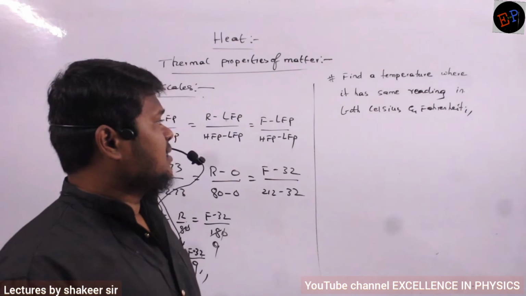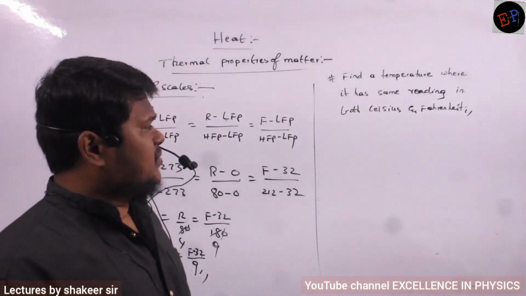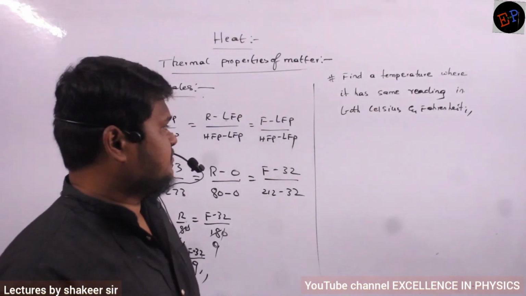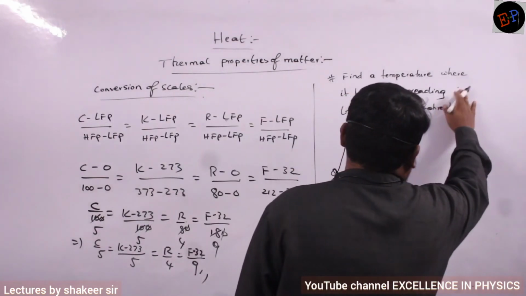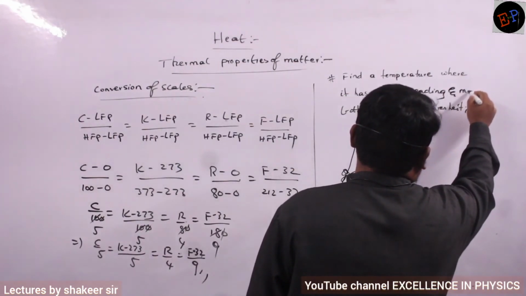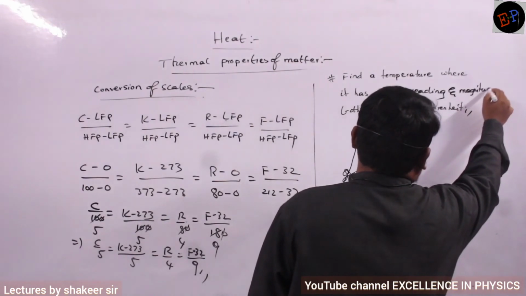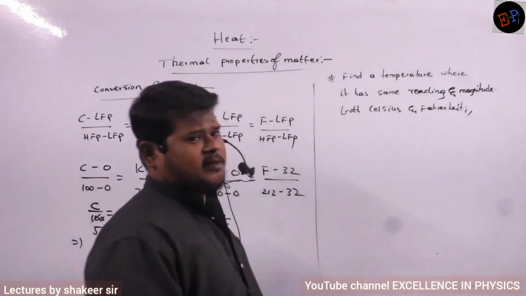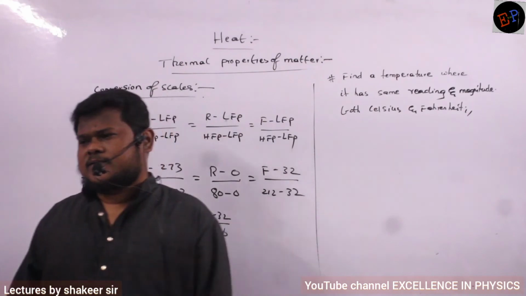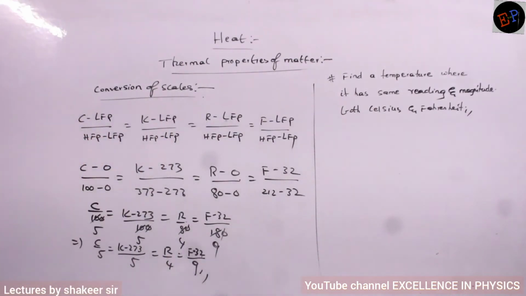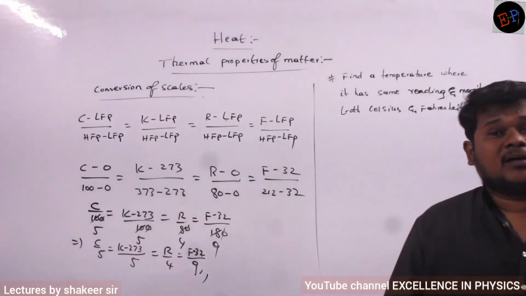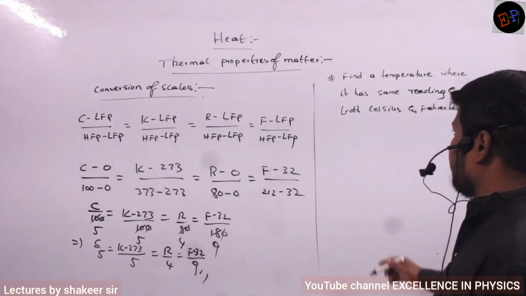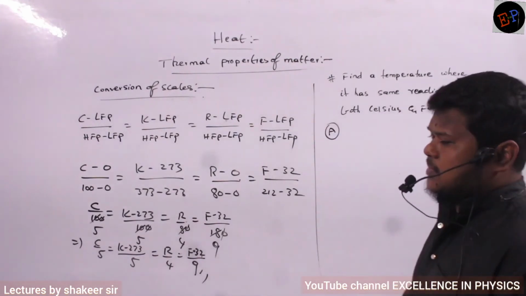Are you able to understand? Same reading and same magnitude, that is better. The magnitude is also the same, and the reading also will be the same. What is the temperature? Celsius and Fahrenheit? Minus 40 is correct. So how did you do that?